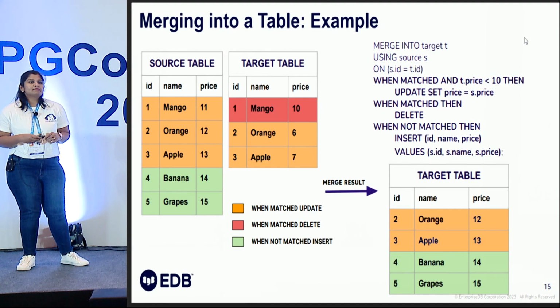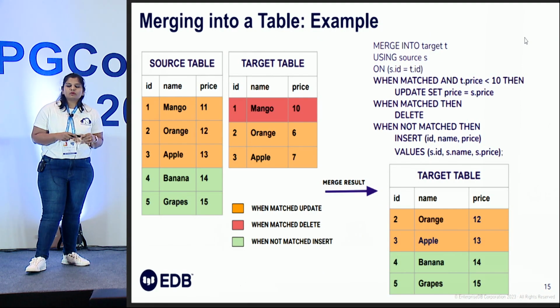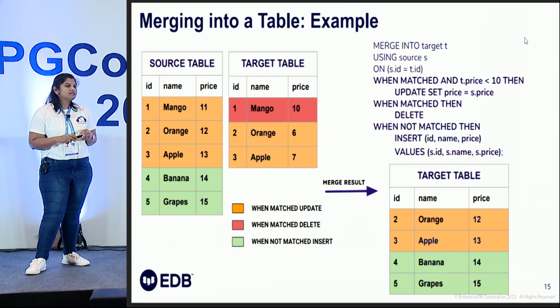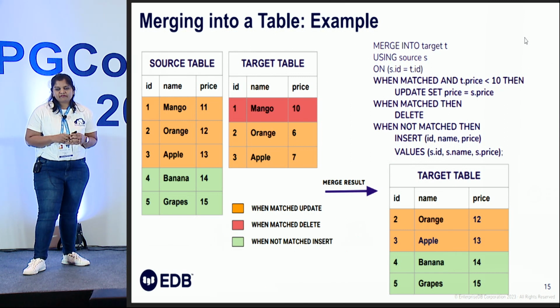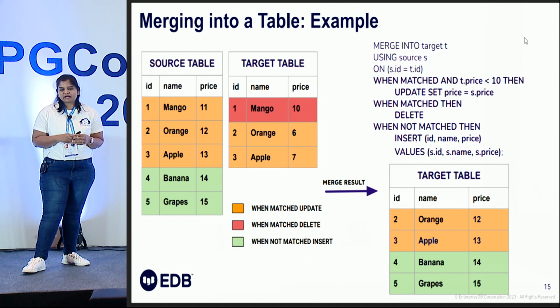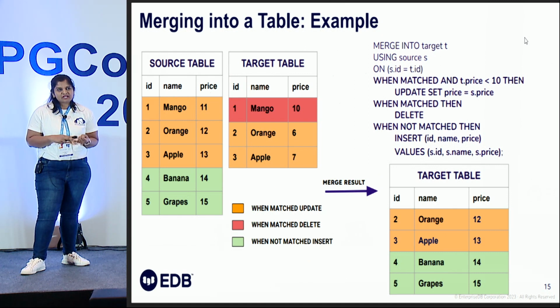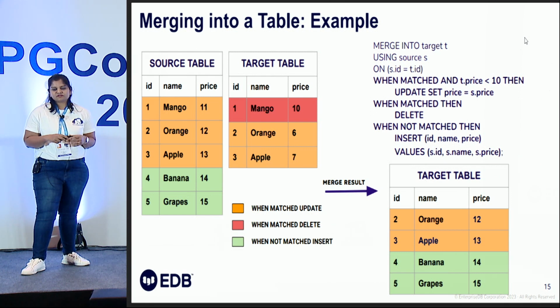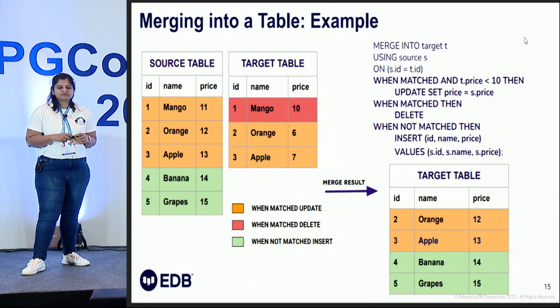So here is a complete example of merge where you are doing update, delete and insert all in a single statement. If you see the statement, you have merge into target using source on the ID column. When matched and price is less than 10, then update the target price. The second when clause is when matched, then delete. And the third one is when not matched, then insert.